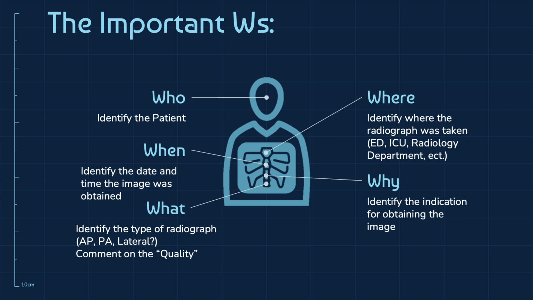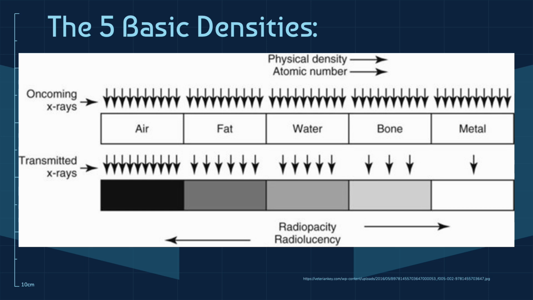And lastly is why. What was the indication for obtaining this image? What were the physicians who ordered this hoping to obtain? What questions were they trying to answer? When looking at a chest x-ray, you notice multiple shades of gray. And this is because conventional radiographs are limited to identifying 5 major types of densities. These densities include air, fat, fluid or connective tissue, calcium, such as calcium in bones, and metal.